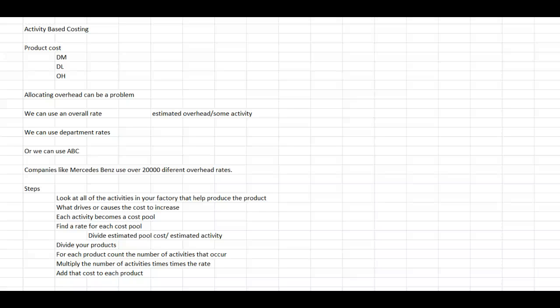Hi, today's lesson is on activity-based costing. So this centers on the overhead, which is one of our three product costs. Labor and material we can usually easily trace to our products, but overhead can be a little bit more difficult. Sometimes we use an overall rate for overhead, estimated overhead dollars divided by estimated dollars of labor or something like that, or we can use a separate rate for each department, or we can divide up our overhead areas into cost pools, and we call that activity-based costing.